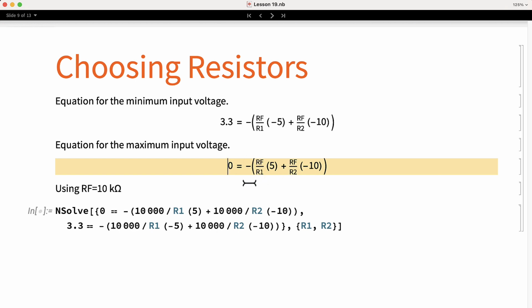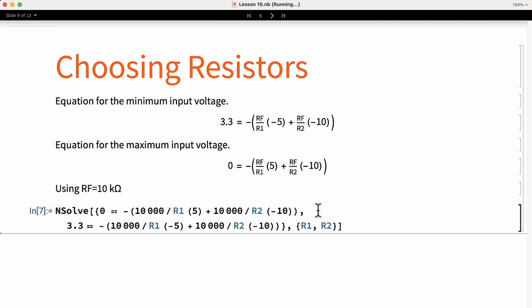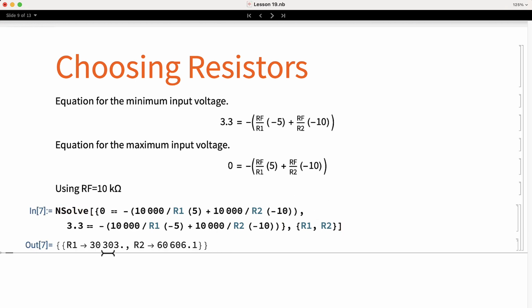We need to pick at least one value for the resistors in order to simplify the problem. In this case, I have picked the value of RF to be 10 kilo ohms. With that, we can use the function nsolve to obtain the values for the resistors R1 and R2. If you look at the results, you can see that they are 30.3 kilo ohms and 60.6 kilo ohms. I'm not actually sure if we can find commercial resistors with those values. Let's check which values are available and see if we can use them.